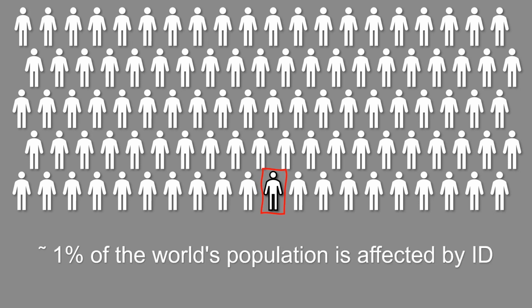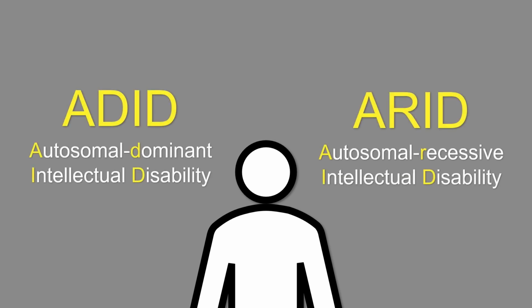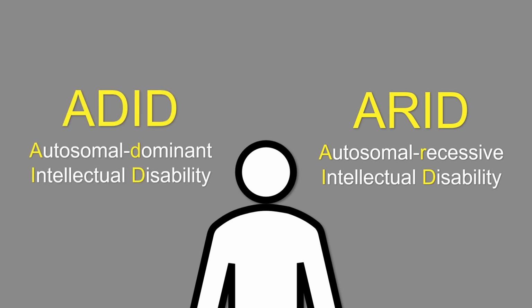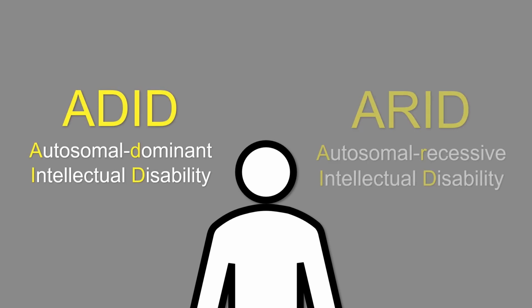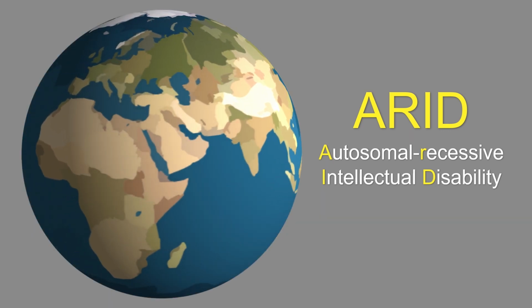Approximately 1% of the world population is affected by intellectual disability. The vast majority of ID cases is due to monogenic causes that follow a Mendelian inheritance that is either dominant or recessive. While the prevalence of AD-ID is comparable all over the world, the number of AR-ID mutations is considerably higher in certain regions of the world.